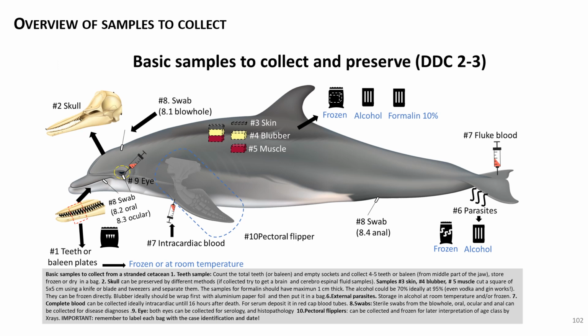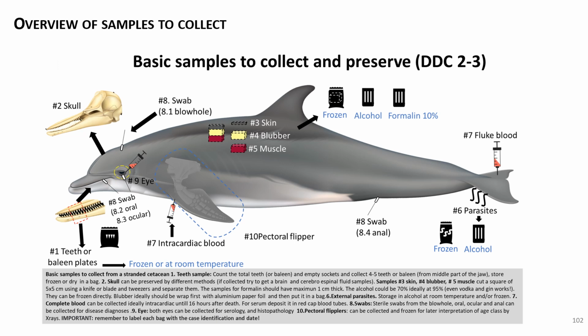External parasites, you can store them in alcohol at room temperature or frozen. Then, complete blood. This can be collected ideally intracardiac until 16 hours after death. For serum, deposit in red cap blood tubes. Swabs. Sterile swabs from the blowhole, oral, ocular, and anal areas can be collected for disease diagnosis.